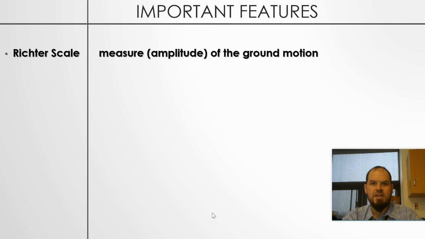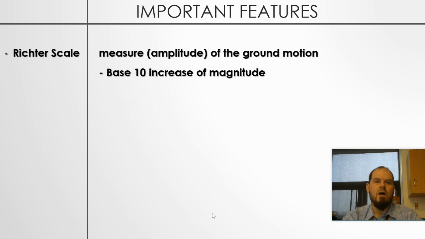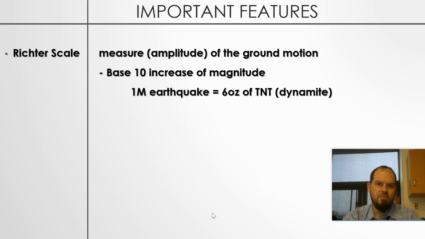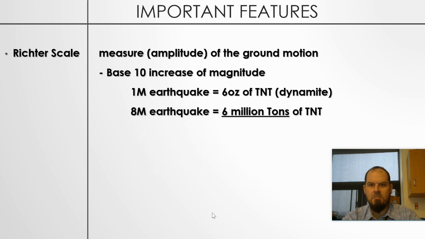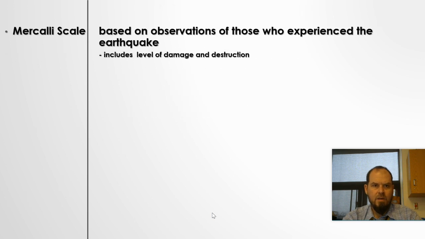Richter scale. This measures the amplitude of the ground motion. Base 10 increase of magnitude. So a 1 magnitude earthquake is 6 ounces, where an 8 is 6 million tons of TNT. That's magnitude. The M. I don't even know how to say this, but you need to be able to write this.